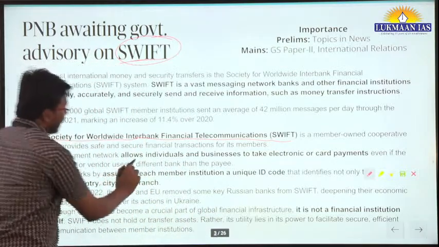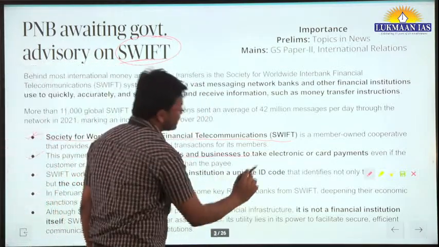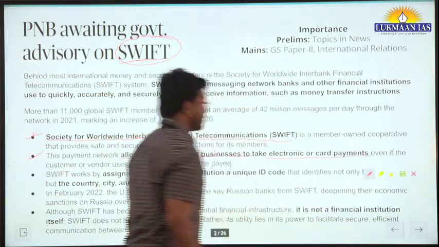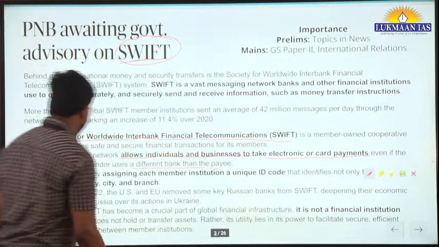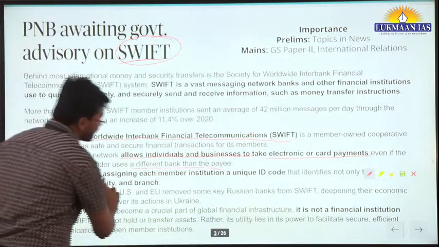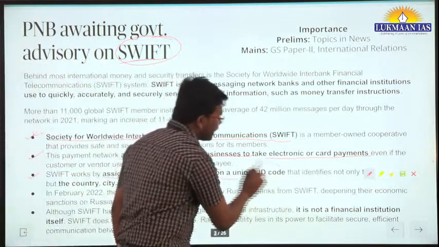This network allows individuals and businesses to make electronic or card payments even if the customer or vendor uses a different bank than the payee. SWIFT works by assigning each member institution a unique ID code.